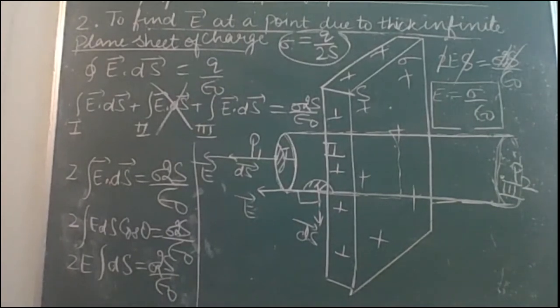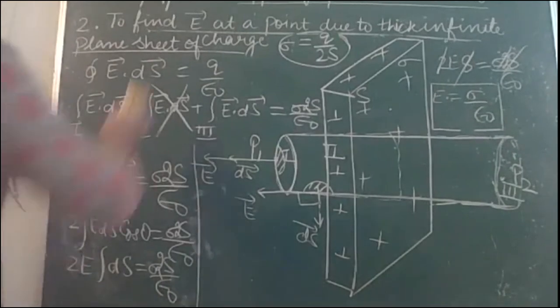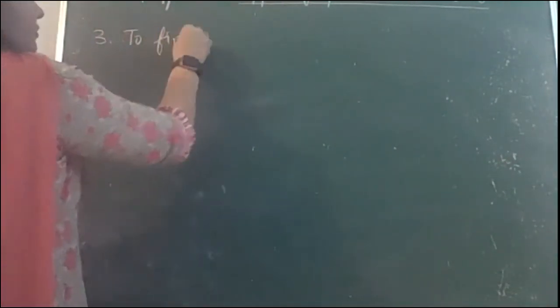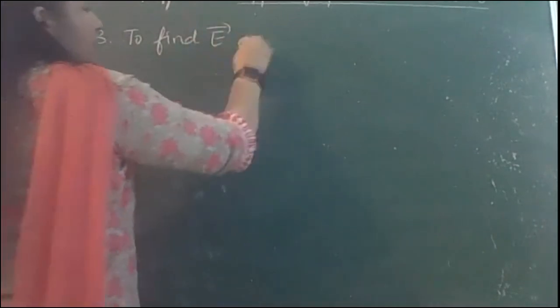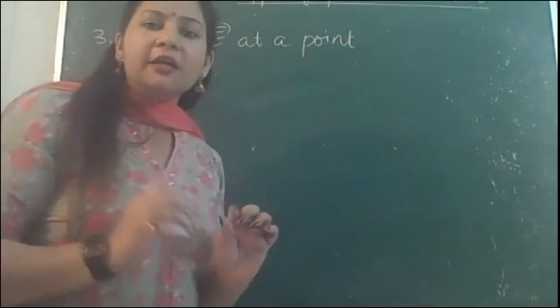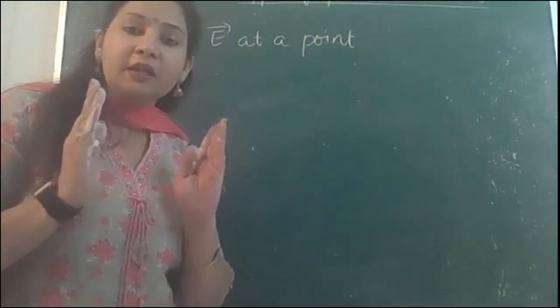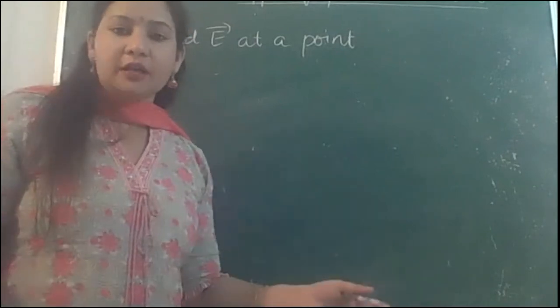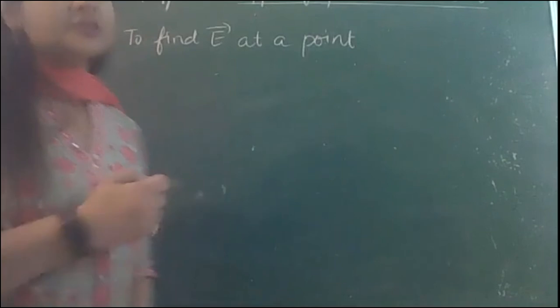Okay. Or third application now. Let us start. Third application. So I'm going to clear this first. Third application is to find electric field intensity at a point due to two thin infinite plane sheets of charge. अब हमारे पास एक नहीं दो शीट्स हैं और वो भी thin. तो उनके एक पॉइंट इनसाइड या आउटसाइड कहीं पे भी हो, how to find electric field intensity, let's do that.